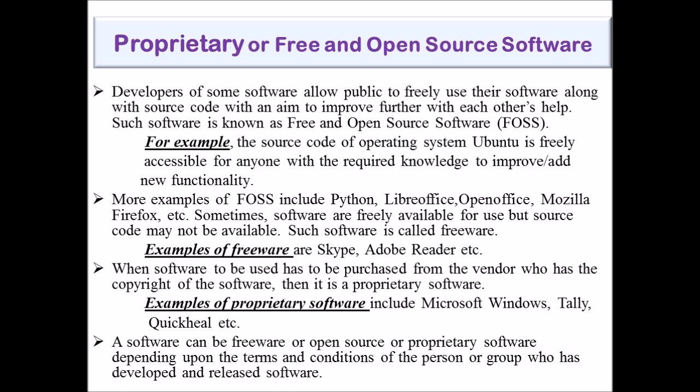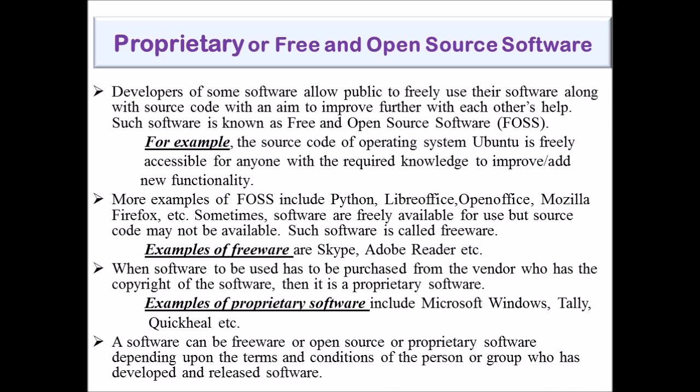More examples of free and open source software include Python. Python is a programming language, or you can say a platform, that we will study in 11th class or 12th also. LibreOffice is an office suite that is available free of cost. Open Office is also available. Like we have the MS Office package, that is paid, or you can say commercial software, for which we have to pay something. But LibreOffice or Open Office are free and open source software, so they can be downloaded and used easily. Mozilla Firefox is a browser that is freely available.